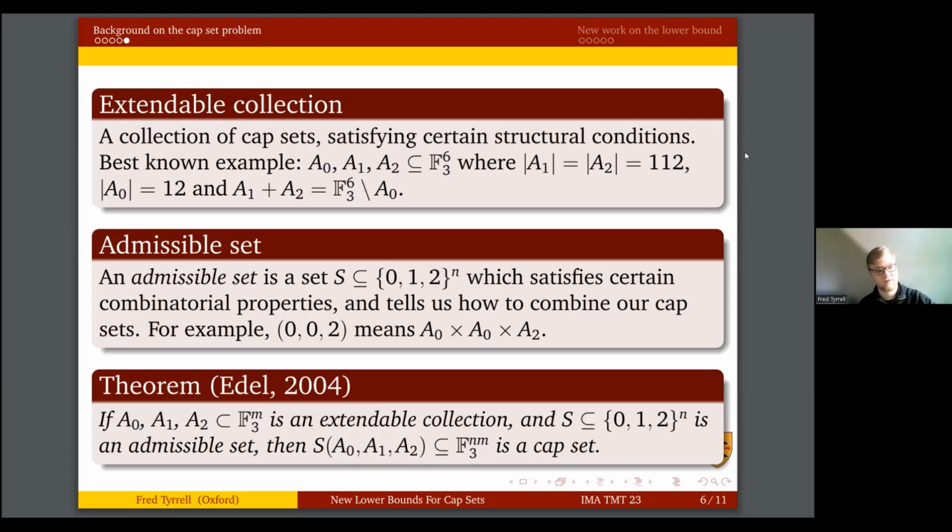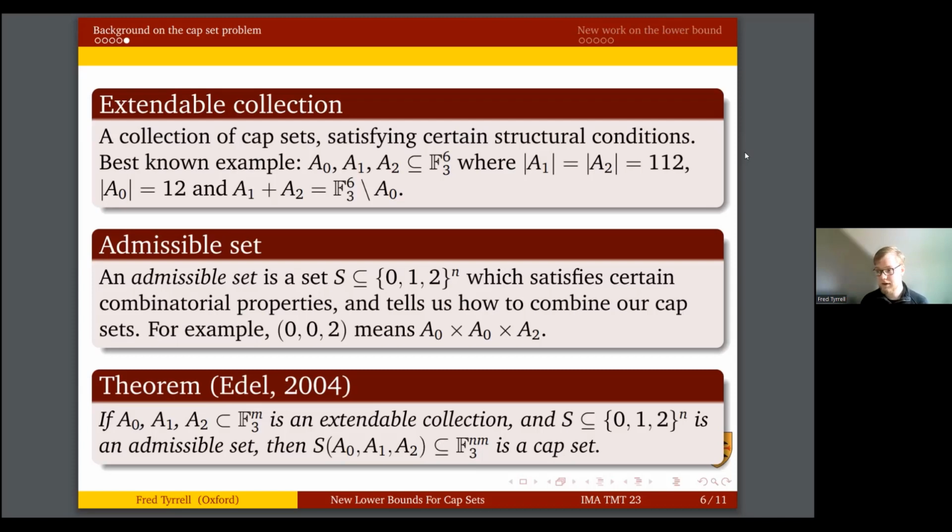In particular, he introduces these definitions of extendable collection and admissible set. An extendable collection is a bunch of cap sets that satisfy particular structural conditions, and the best example we know is some things in 6 dimensions. An admissible set is a kind of combinatorial object that tells us how we're going to combine our cap sets. The main result of Edel is that if we've got an extendable collection and an admissible set, we can put them into this recipe and out pops a bigger, better cap set. In general, this cap set can beat the direct product construction, so you can get a better lower bound than you would just by performing the direct product. For the last 20 years, that's been the state of the art on this problem.